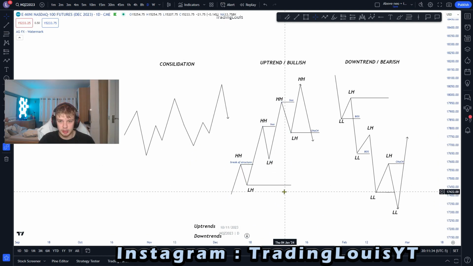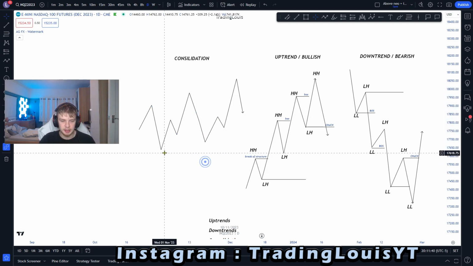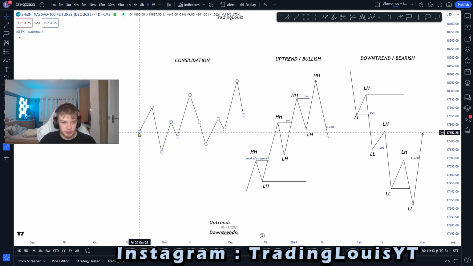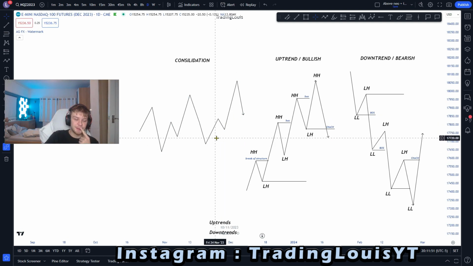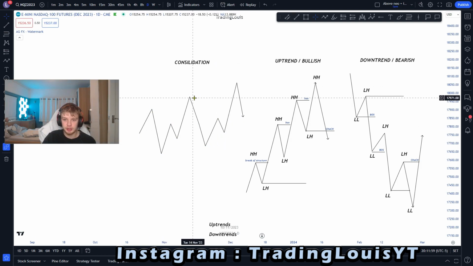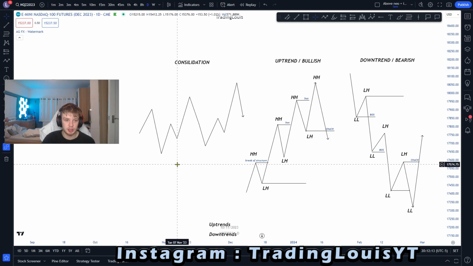So as you can see here, we're in a clear uptrend. Here we're in a clear downtrend, but here price is just making lots of changes of character. So we have a higher high here, then price comes down, creates a lower high, then creates another higher high. It's very easy to recognize consolidation. And if you see price in a strong consolidation zone, you don't really want to be trading, as it's just lower probability. But don't worry about that yet. Just try and recognize whether price is in a consolidation zone or not.